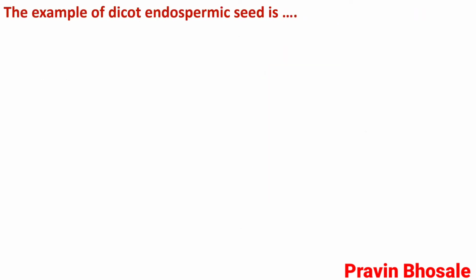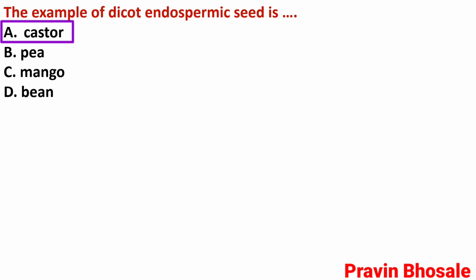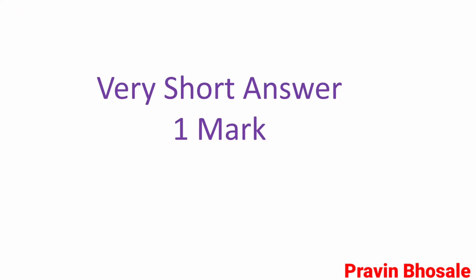Example of dicot endospermic seed is. These are the 4 options, and the right answer is A. Castor. Now very short answers.